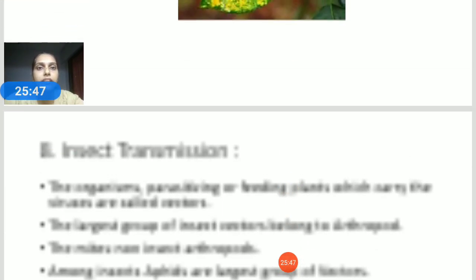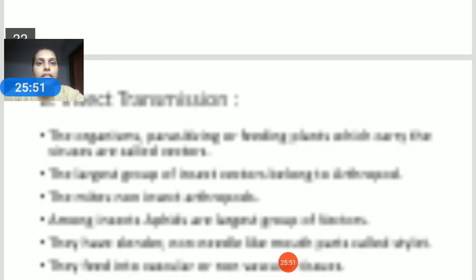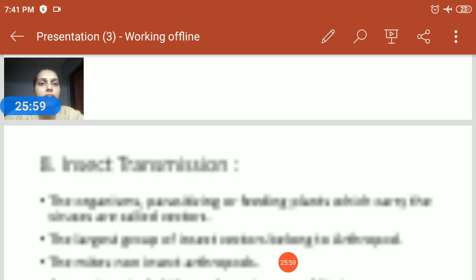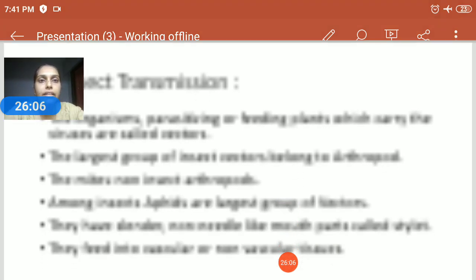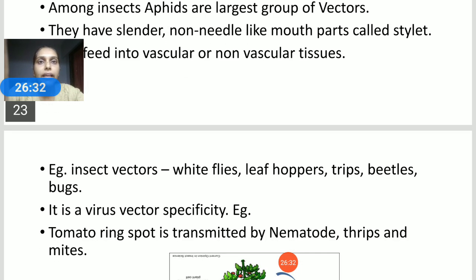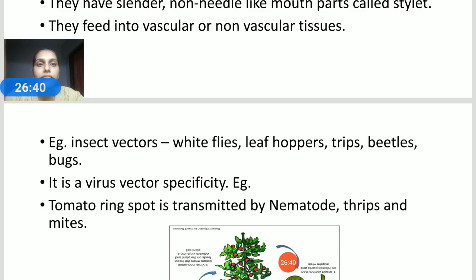Next is insect transmission. In insect transmission, the insect comes in contact with the microorganisms, collects them, and then places them onto the plants and transmits the viruses. We all know about the leafhopper, right? Aphids and leafhoppers are the main insects which transmit viruses from one plant to another plant. Okay, next, whiteflies, leafhoppers, thrips, beetles and bugs show virus vector specificity.